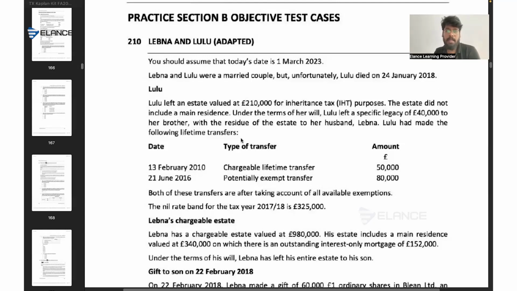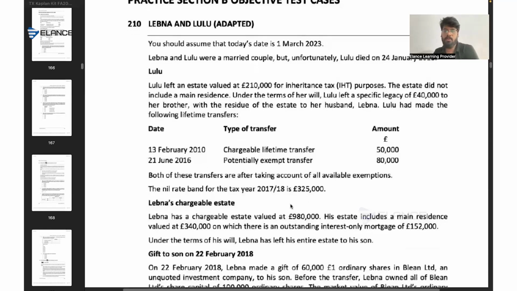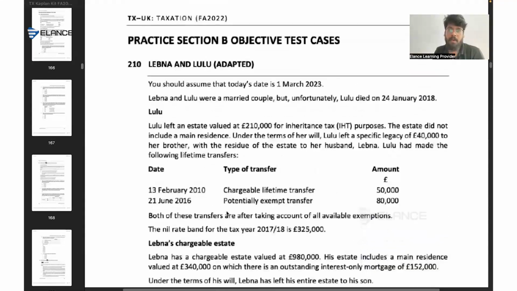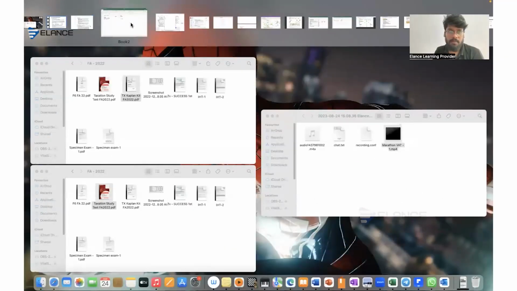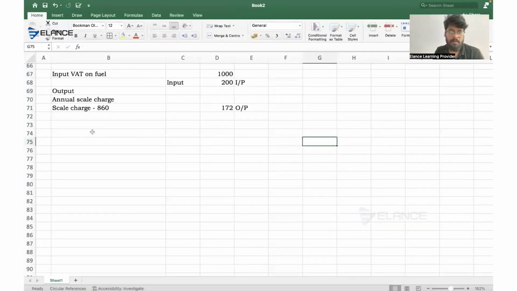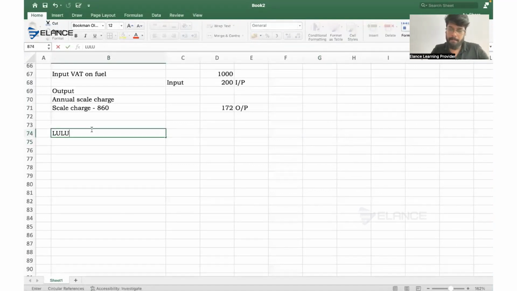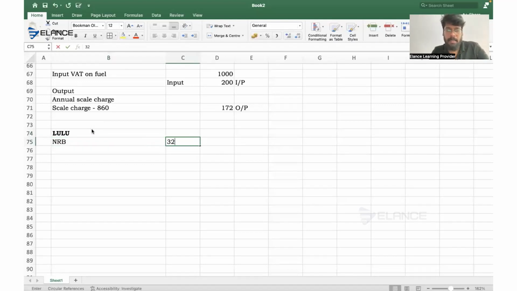Lulu had made the following lifetime transfers. In her lifetime, Lulu made these transfers. So let us check what is the unused normal nil rate band of Lulu on death. Lulu's maximum nil rate band is 325,000, the normal nil rate band.